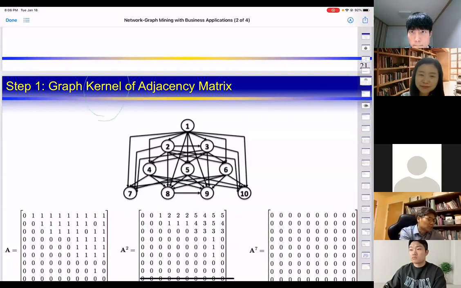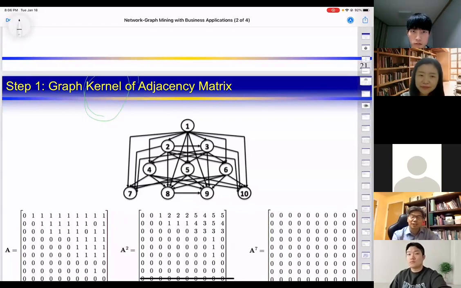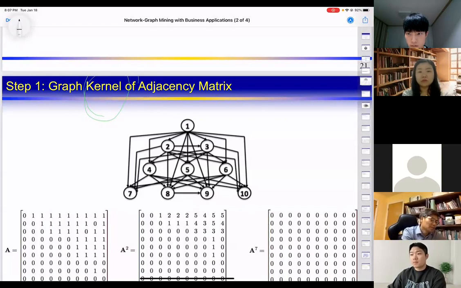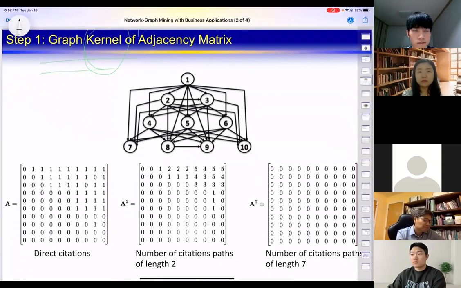I didn't introduce the kernel-based method in support vector machine. But eventually, that kernel idea, if you know SVM, is extended to many different areas. It's also extended to graph data, which is graph kernel. So the good thing is, what's the difference between just the adjacency matrix and the graph kernel.